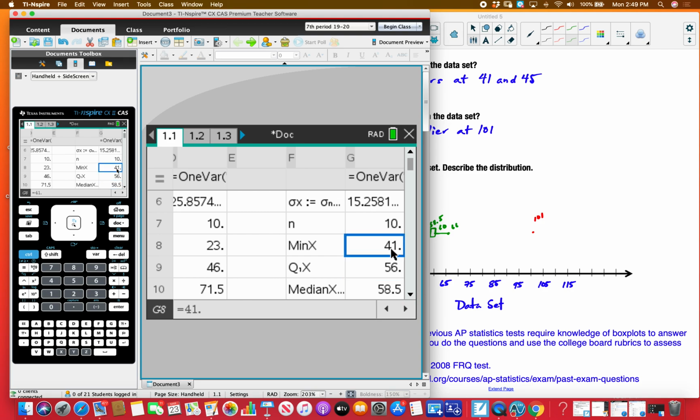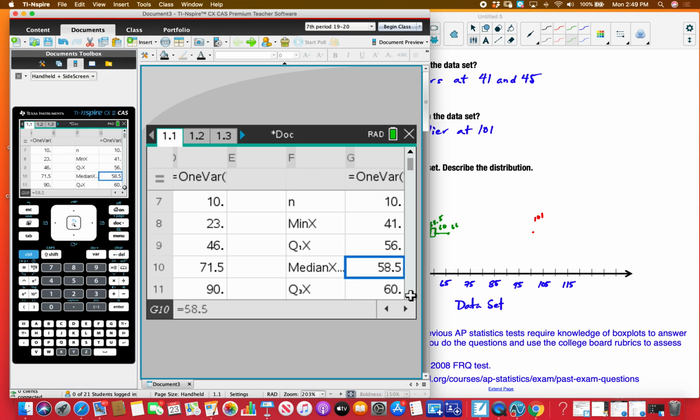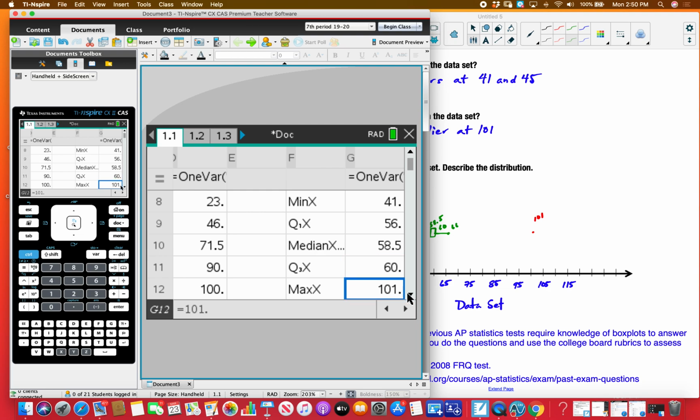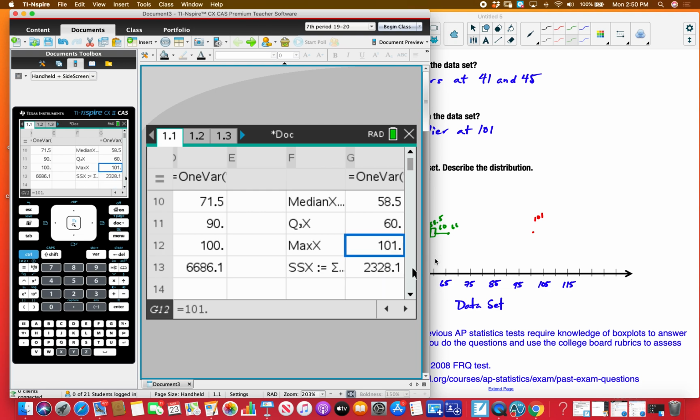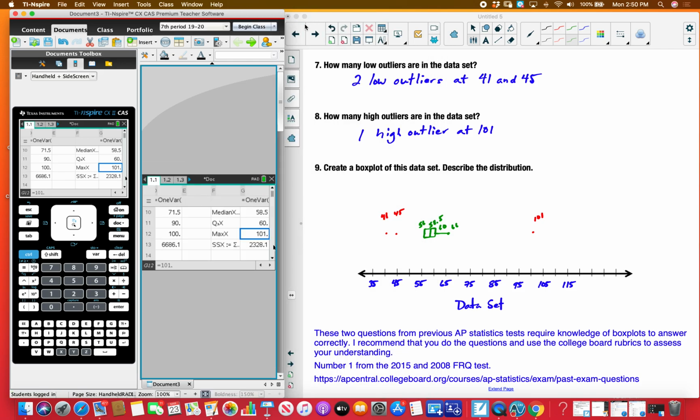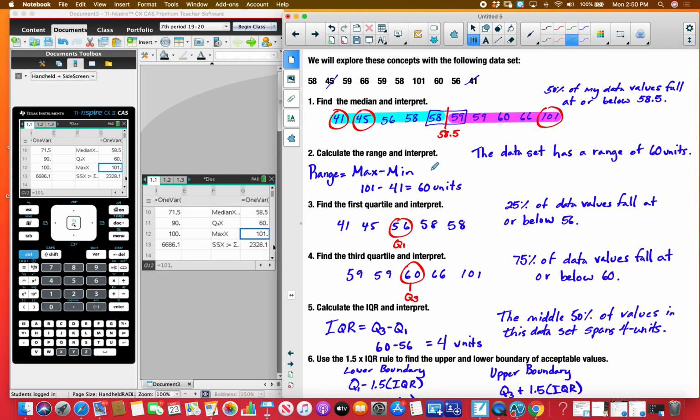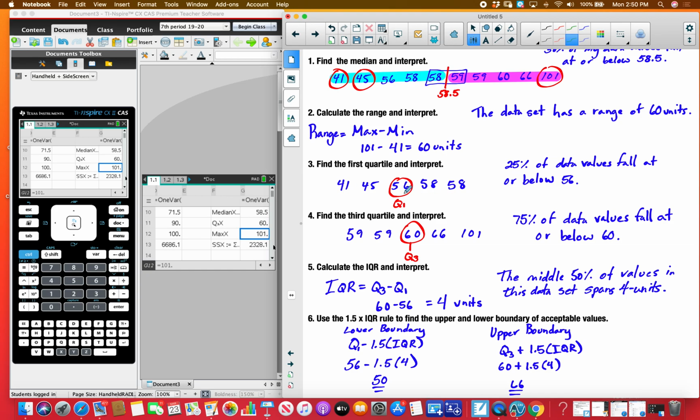Oh, that is right. Sorry. My min is 41, my Q1 is 56, my median is 58.5, my Q3 is 60, my max is 101. There we go. And that corresponds with what we got, let me go back. There we go. Min, Q1, Q3, max.